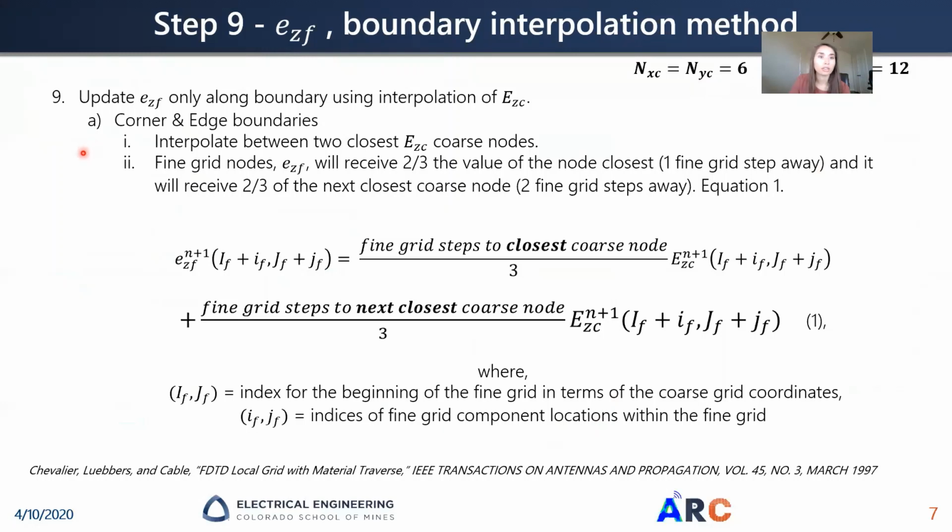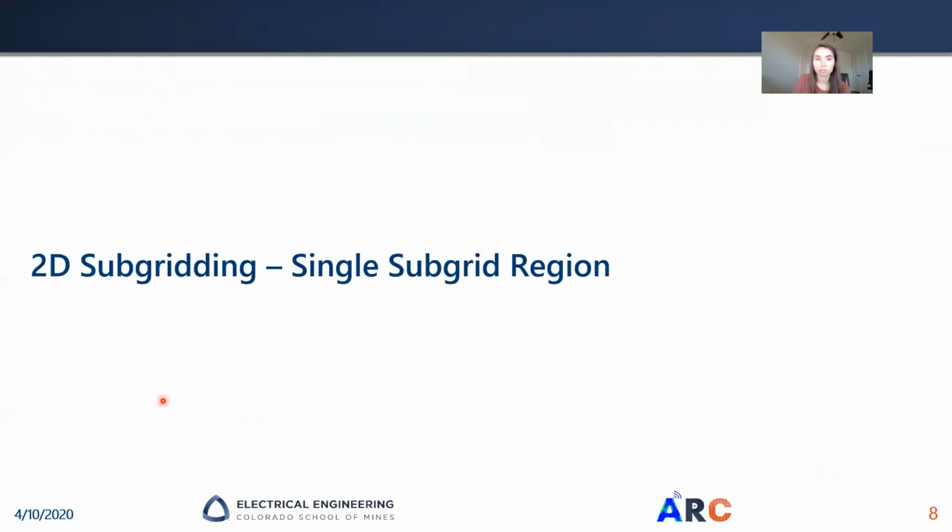So going into more detail again on the interpolation. Since we're only updating the fine grid electric fields along the boundary using those coarse component values that we know already, at the corner and edge boundaries, we can interpolate between those 2 closest coarse nodes to find the value of the 2 fine nodes that are between them. For this example, we're using a 1:3 contrast ratio. So it will get 2/3 of the value of the node closest to it, and then 1/3 of the value of the node farthest from it.